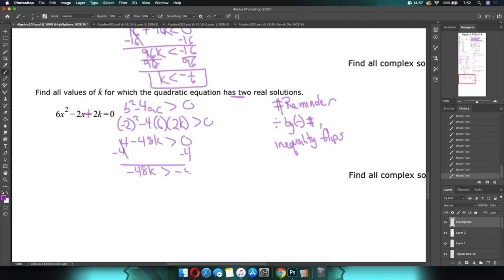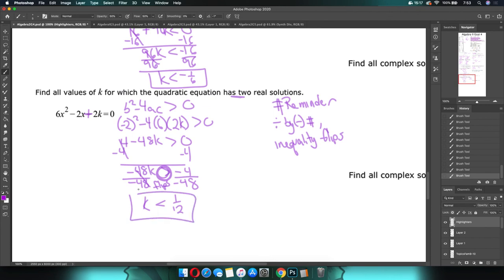greater than negative 4. And this is what I was talking about by my little reminder. If I divide by negative 48, if I divide by negative 48, what happens to your inequality? It flips. That's the thing you need to remember. So k, instead of being greater than, it now has to be less than our 1/12.